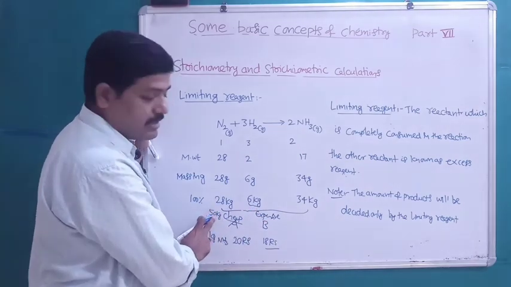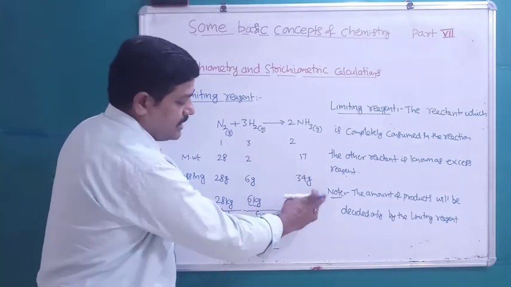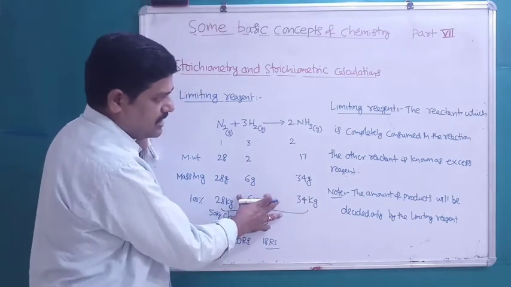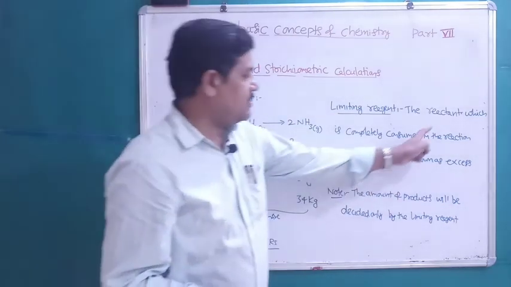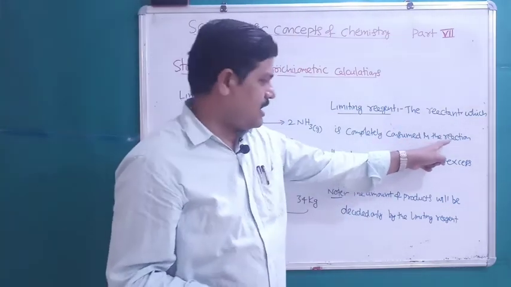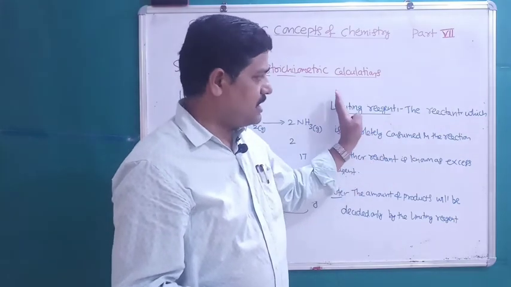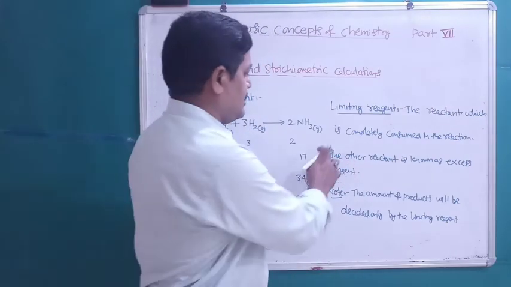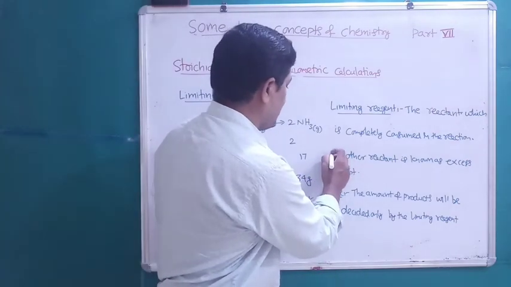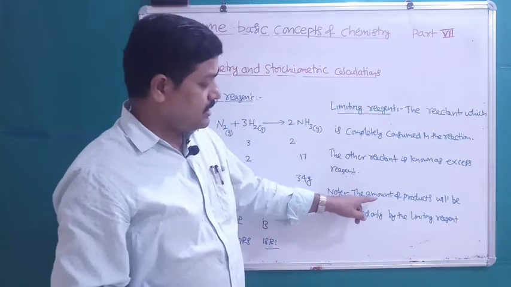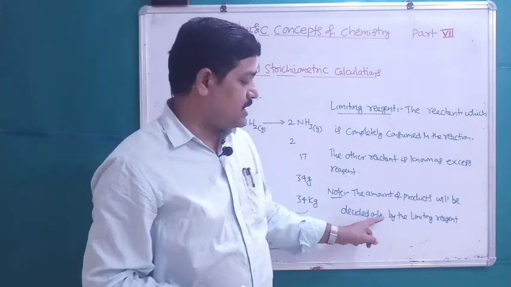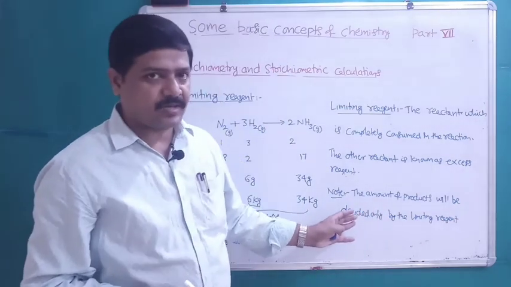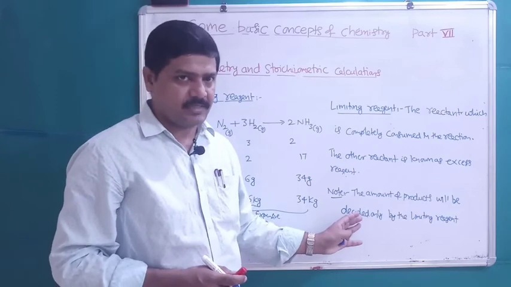The other reactant is called an excess reagent, and the amount of the product is always decided by the limiting reagent only, right? The reactant which is completely consumed in the reaction is called the limiting reagent, right? The other reactant is called an excess reagent, and the amount of products will be decided only by the limiting reagent. Students, let us take one simple question to understand the limiting reagent concept.